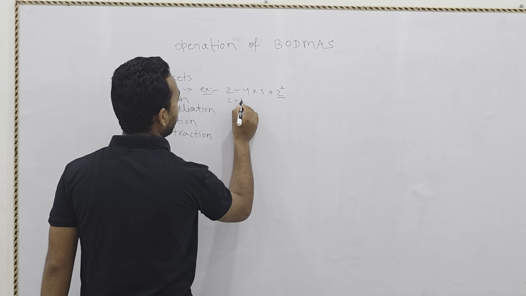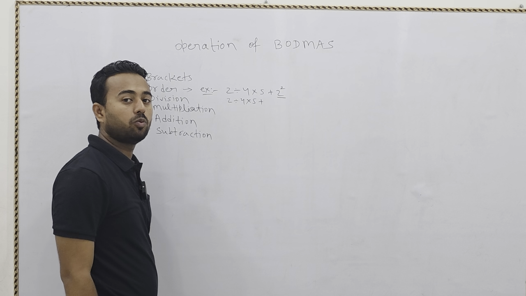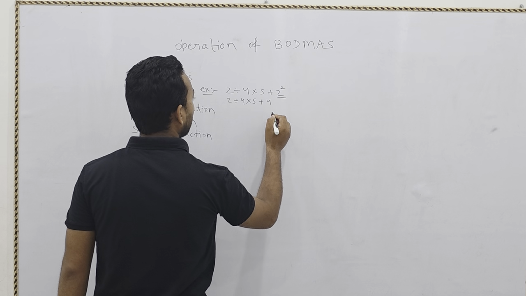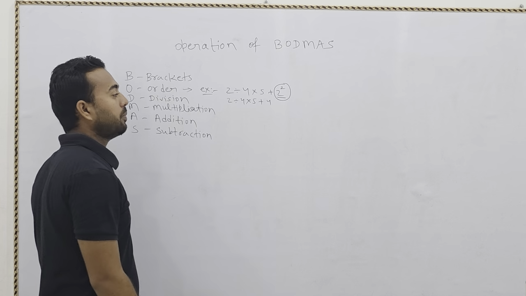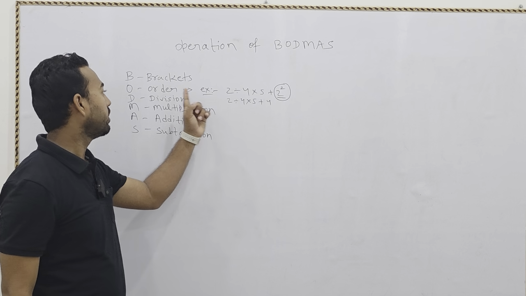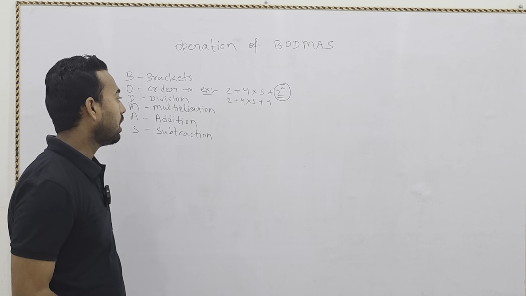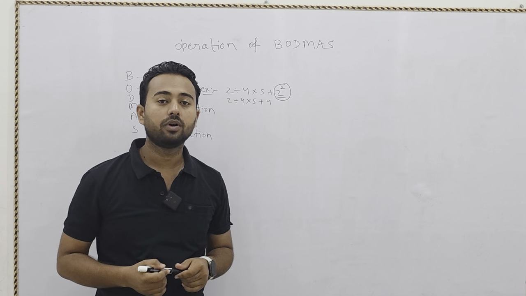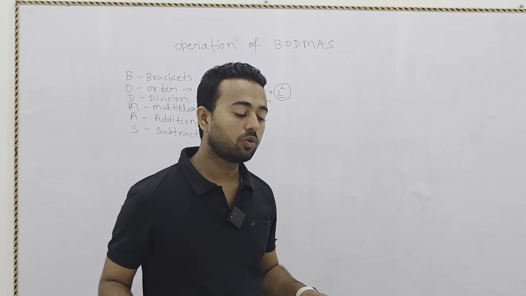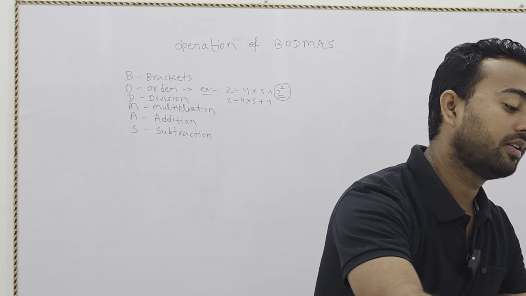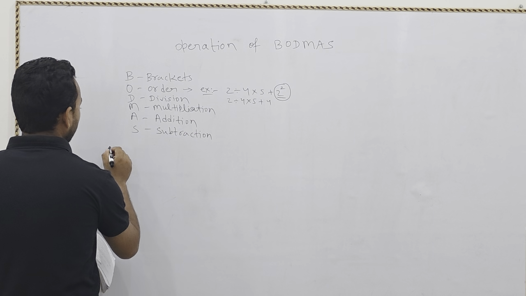So 2 divided by 4 multiply by 5 plus 2 square 2. It means 2 multiply by 2 we will get 4. So this 2 to the power 2 is the order, so first we have to solve this. Now I am going to take many examples for this operation of BODMAS. So first question now I am going to take. You can see or you can write with me.